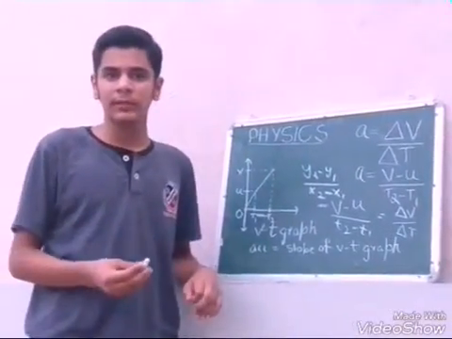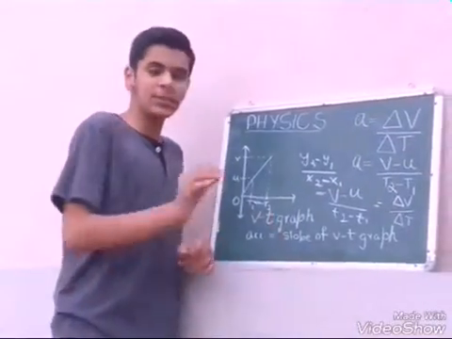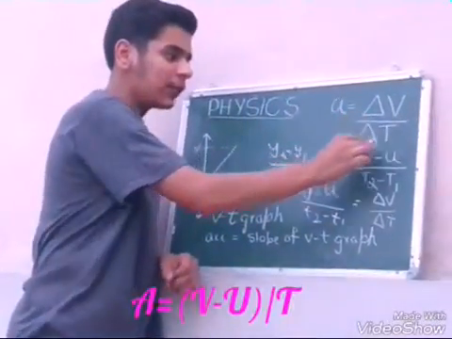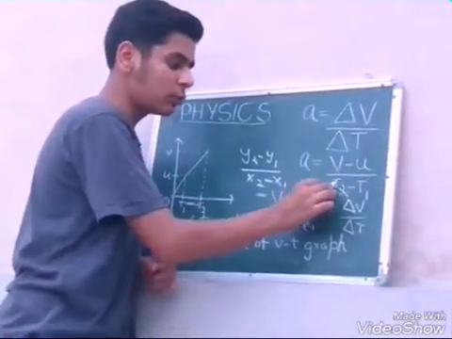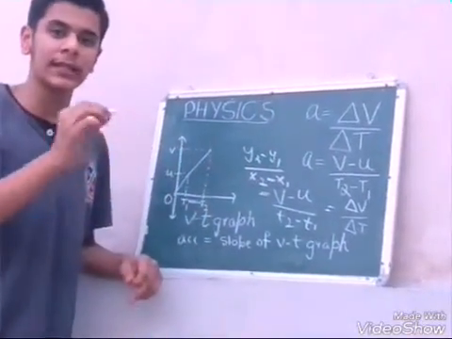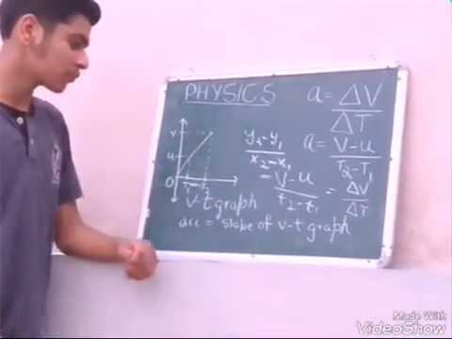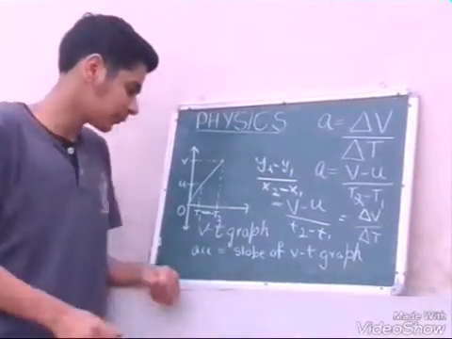The first question that rises in one's mind is: what is acceleration? Acceleration is basically delta v upon delta t, which is equal to (v minus u) upon (t2 minus t1), where v and u are the final velocity and the initial velocity respectively. To calculate the acceleration, we must derive it first.